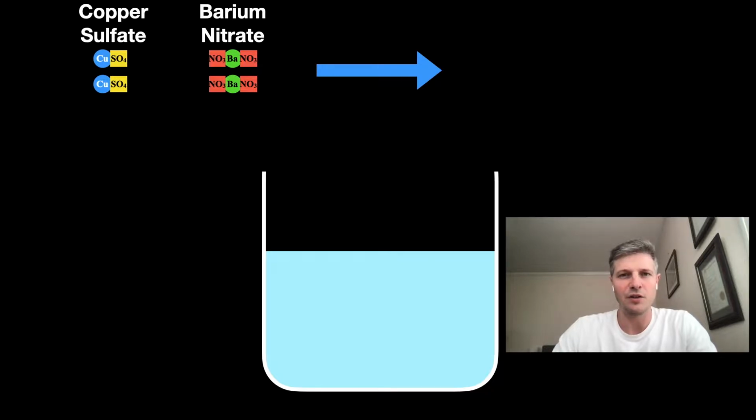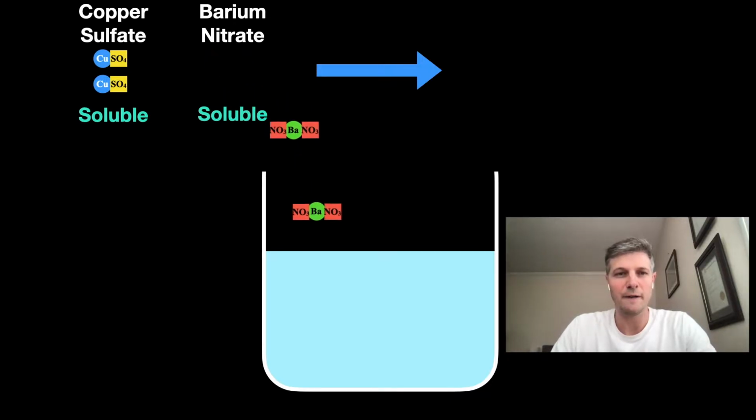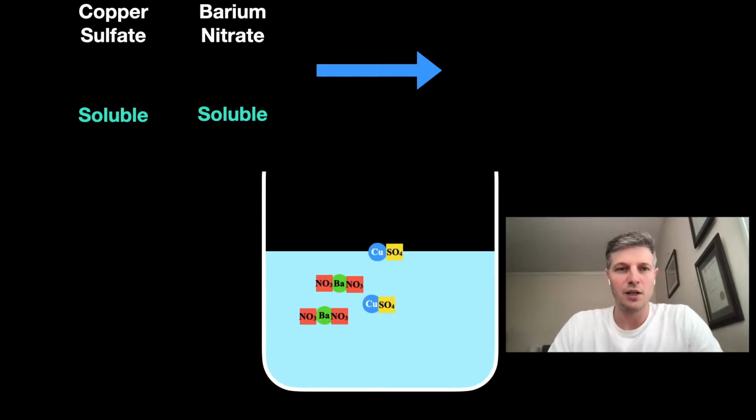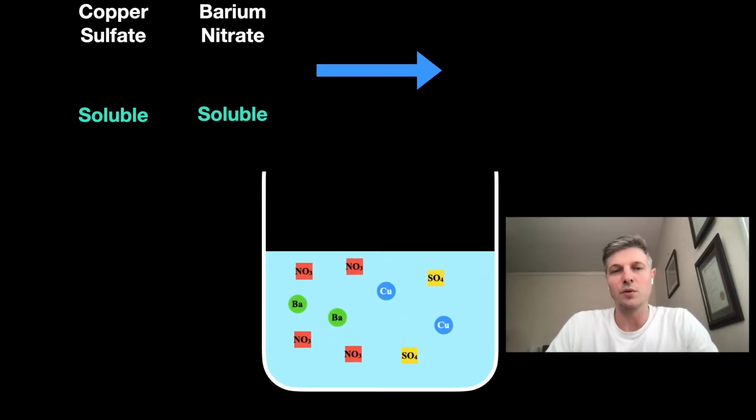What we're going to have here is copper sulfate and barium nitrate. If we look at our tables of solubility, we can see that copper sulfate is soluble, so we know that one's going to dissolve. Barium nitrate, because it's a nitrate, is also going to dissolve. So we're going to throw those into the water, and they are going to dissolve into their ions.